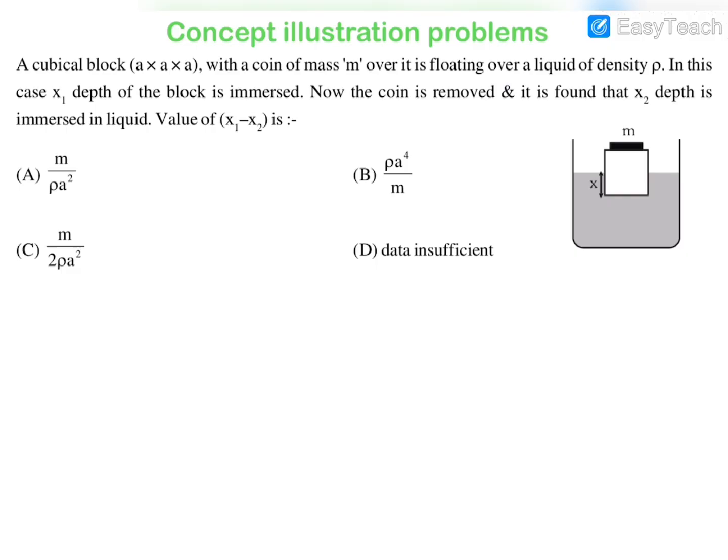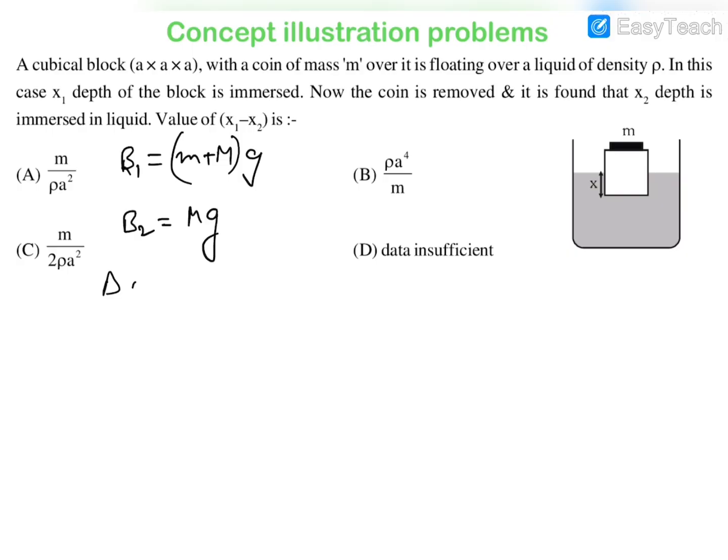Now obviously we can see that initially the buoyancy B1 was balancing the weight of the coin plus the weight of the block, M g plus m g, and when the coin is removed from the block, then buoyancy B2 is balancing only the mg of the block.